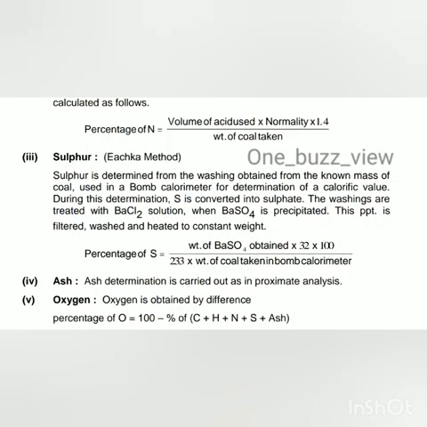So now lastly, we have to determine the oxygen. We have determined all the other contents of the coal. So the percentage of oxygen can be determined by 100 minus the percentage of carbon plus hydrogen plus nitrogen plus sulfur plus ash.